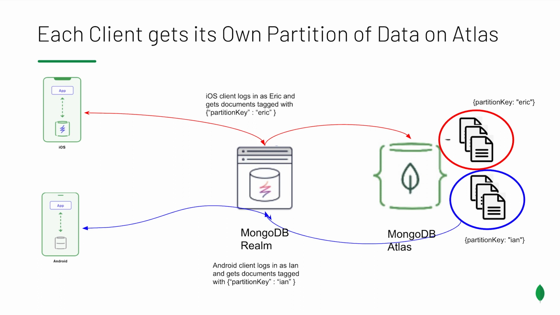And so these different values correspond to different partitions. So each client gets its own view of the synced data that's on MongoDB Atlas. So in the red there, I have a partition key value of Eric. Let's say he gets 100 documents out of this collection of 1 million, and they get sent down to that client. And then on the bottom there in blue, I have a partition key value of Ian, and that device only sees a different set of documents that have that field with the value set as Ian.